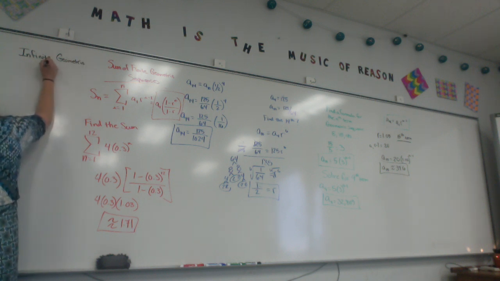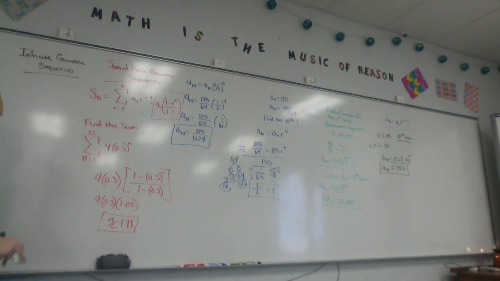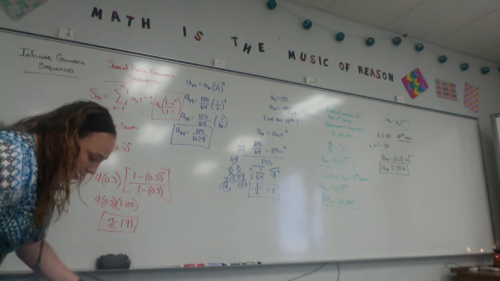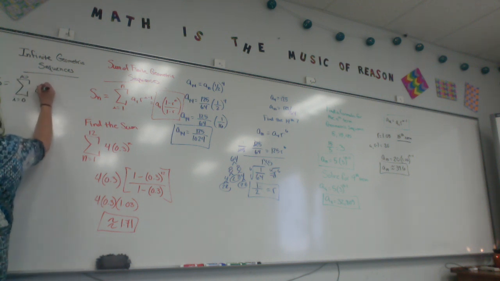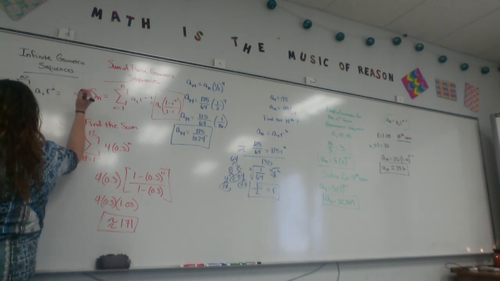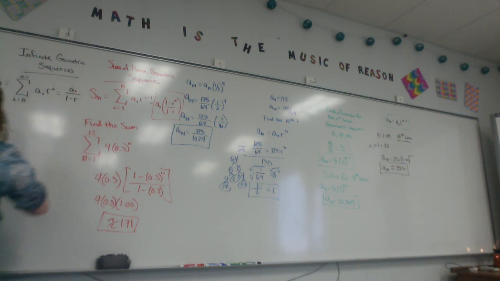Okay. Infinite geometric series has a different formula to it. And it looks like this. It says the sum equals sigma, infinity on top, i equals 0 in this case, A1 times my ratio to the i, where this equals A1 over 1 minus my ratio.